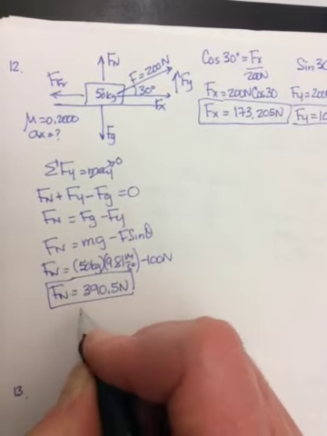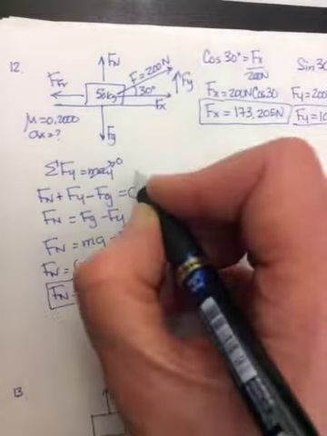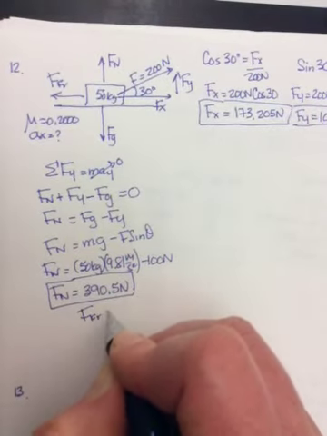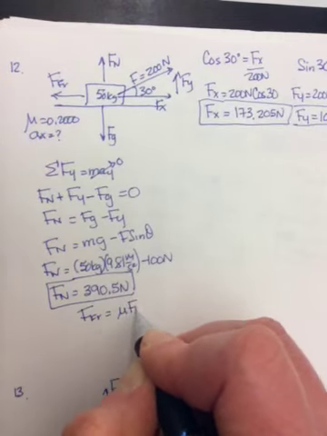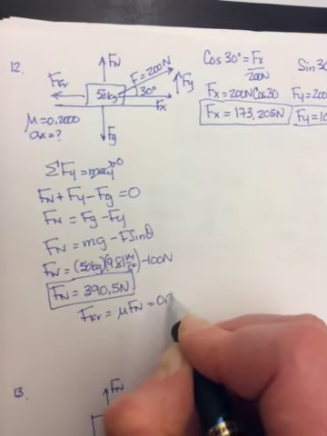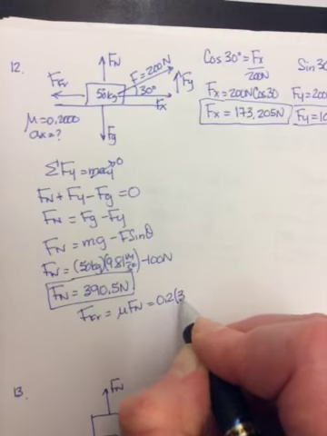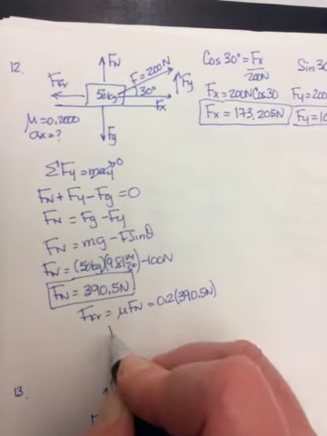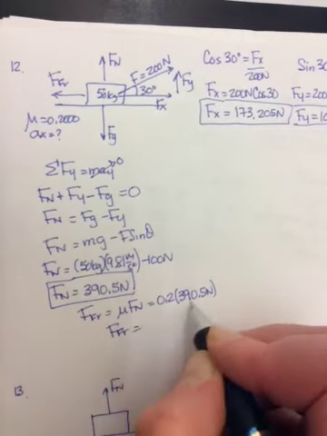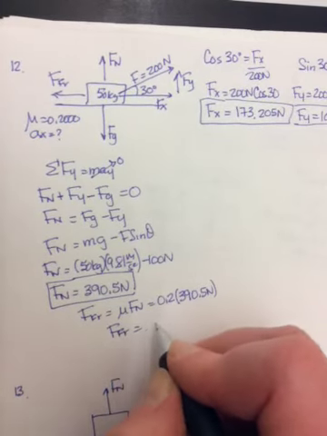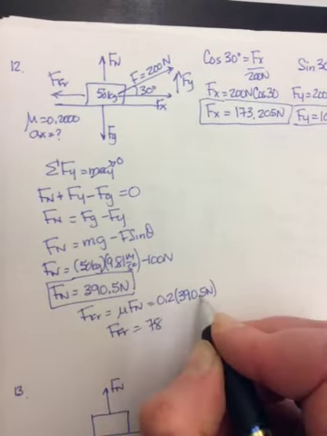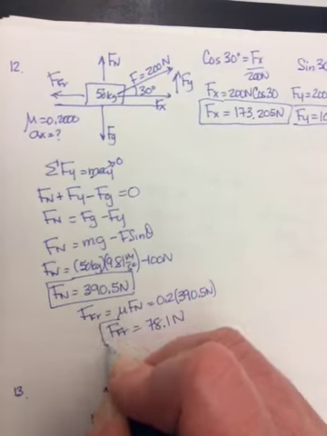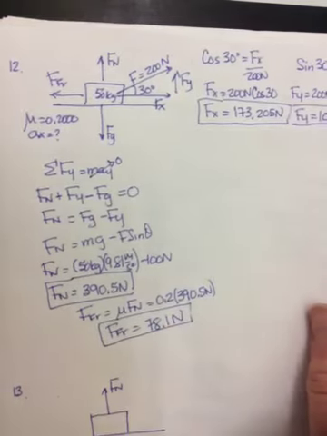Now if you want it, you could find your friction right here, okay, because they gave us the coefficient. So using the friction equation, mu Fn. So 0.2 times 390.5 newtons. Move the decimal and double it. If you don't want to type it into your calculator, double 39, 78, double 0.5, 1. So your frictional force is 78.1 newtons.